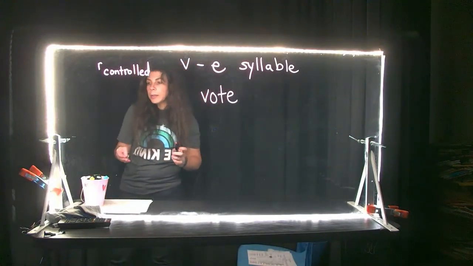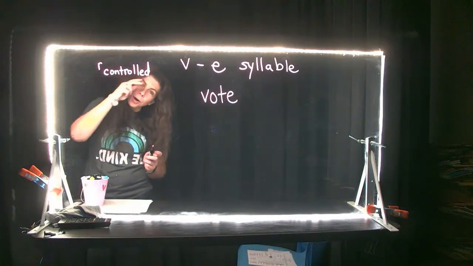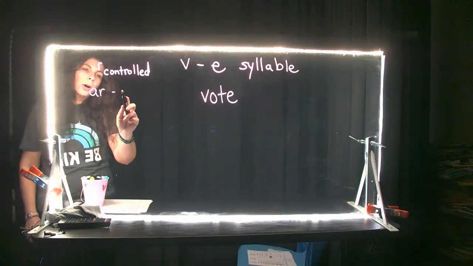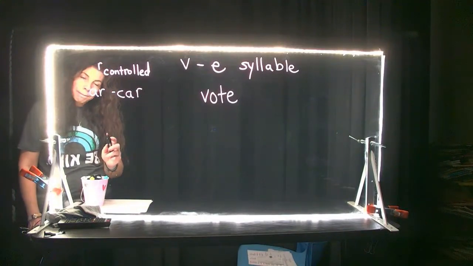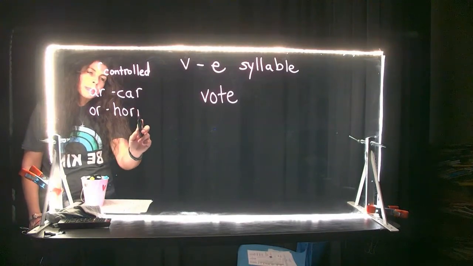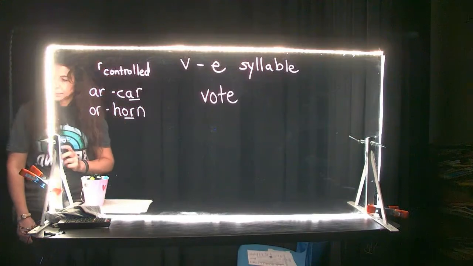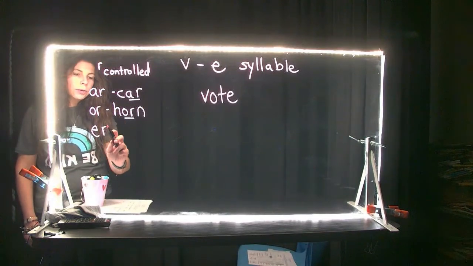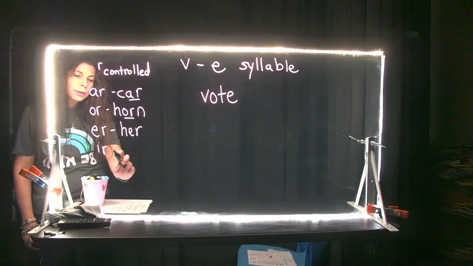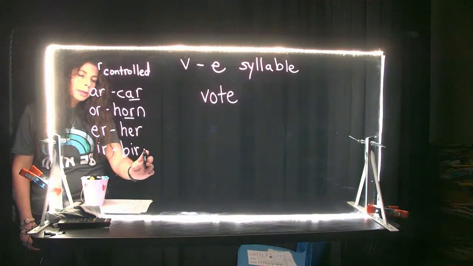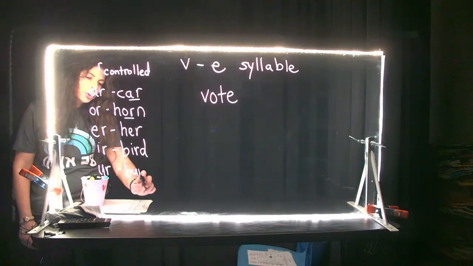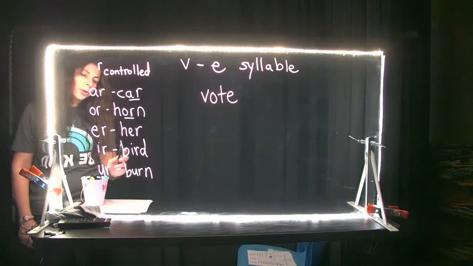I want to review a little bit, though, the R controlled. Do you remember the R controlled? You saw the cards. I don't know if you remember. A-R, car. O-R, horn. E-R, her. I-R, bird. U-R, burn. Your teacher should have an R-controlled poster in her room.